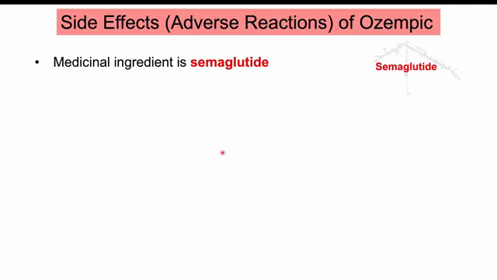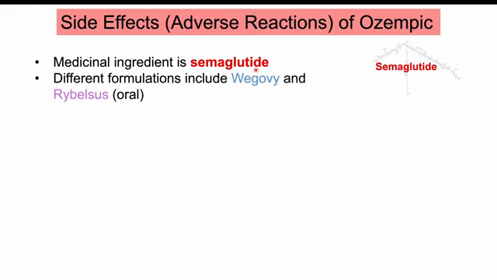So Ozempic is actually a brand name for the medicinal ingredient known as semaglutide. And semaglutide not only comes in the formulation of Ozempic, but it can also occur as the formulation known as Wegovy and Rybelsus. So Ozempic, Wegovy, and Rybelsus are all semaglutide, but they occur in different formulations and have different dosing. So Ozempic is going to be an injectable.